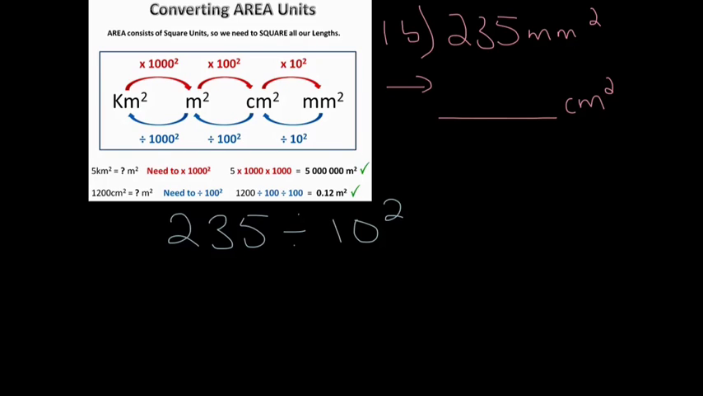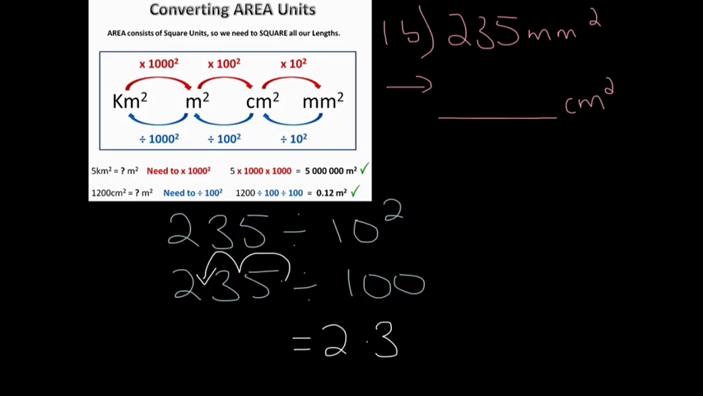What's 10 squared? What's 10 times 10? It's 100. So what we're really doing is taking 235 and dividing it by 100. So straight away I think, I've got to move my decimal place two places. 1, 2. So my answer is 2.35 centimeters squared.